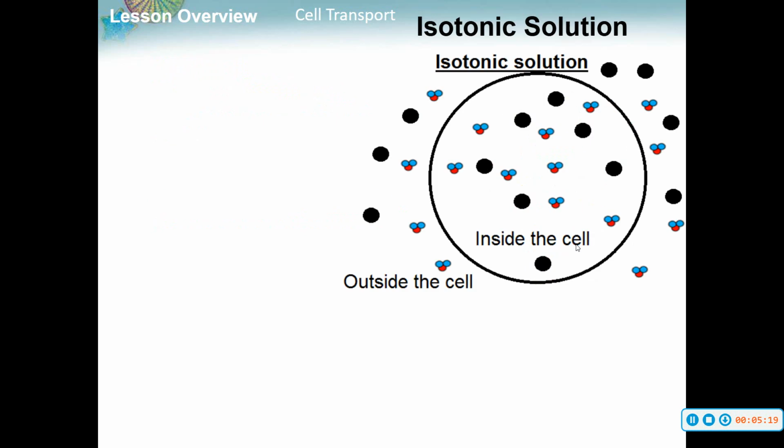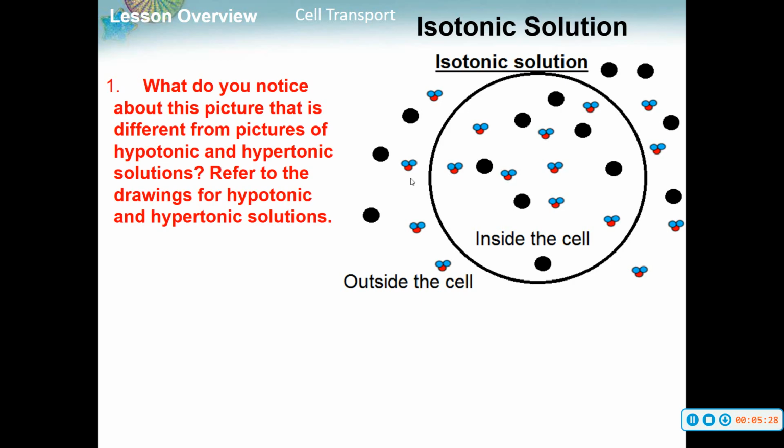Now the last one that we're going to take a look at is when cells are put in an isotonic solution. Now if we take a look at this, okay, and we see that the amount of the water molecules, or a concentration of them, is equal to what's inside. Okay, and the same thing with the solutes. The solutes outside, okay, the concentration is equal to inside.